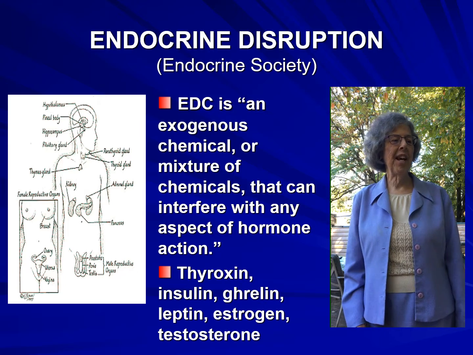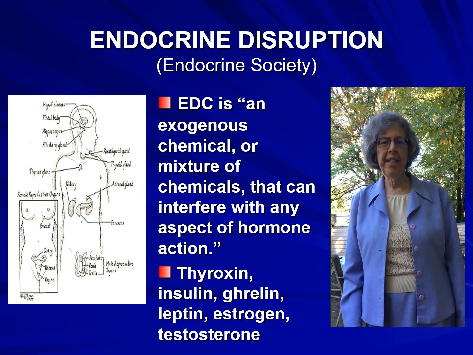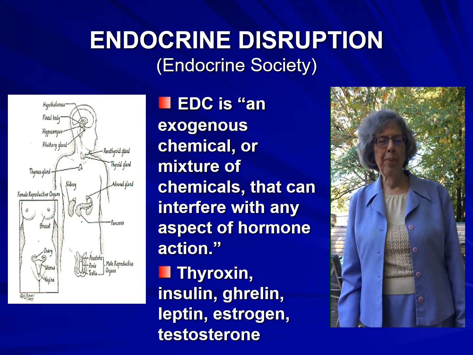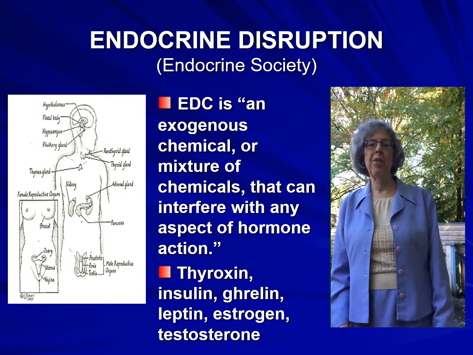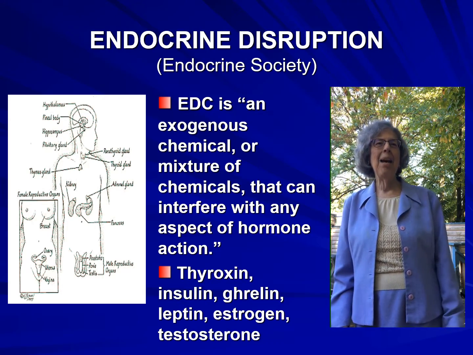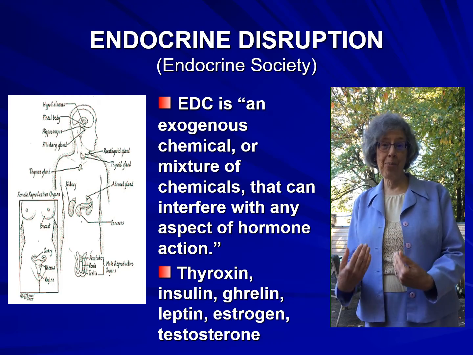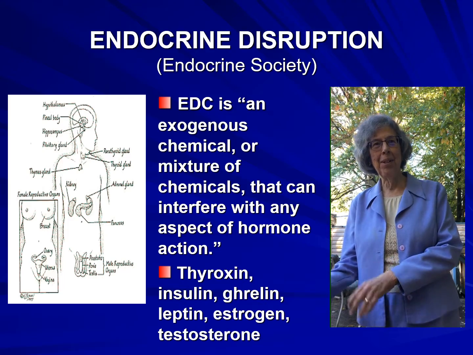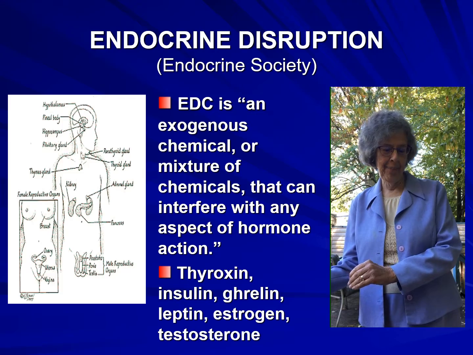The Endocrine Society defines endocrine disruptor chemical, or EDC, as an exogenous chemical or mixture of chemicals that can interfere with any aspect of hormone action. An exogenous chemical is a chemical that we do not produce inside our bodies. It is a synthetic chemical that is manufactured outside our bodies.